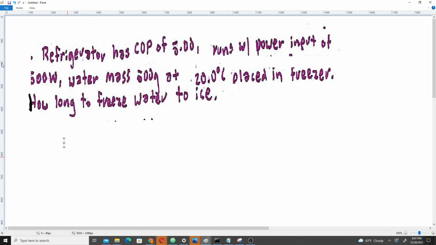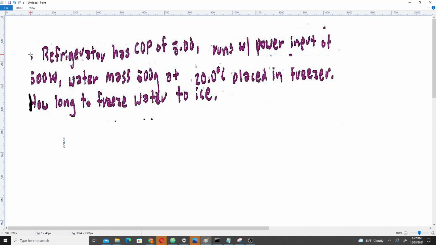Hello everyone. A refrigerator has a coefficient of performance of 5 and runs with a power input of 500 watts. Water with a mass of 500 grams at 20 degrees Celsius is placed in the freezer. How long does it take to freeze the water to ice?